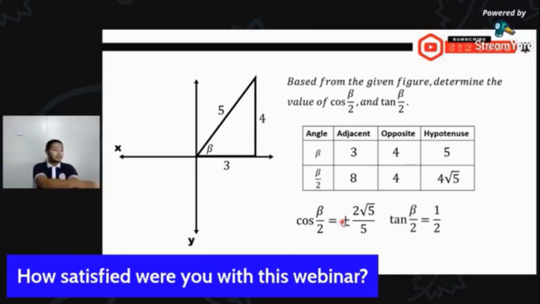Okay? So that's it. That is the topic about sum and difference identities, double angle identities, and half angle identities without using a formula.